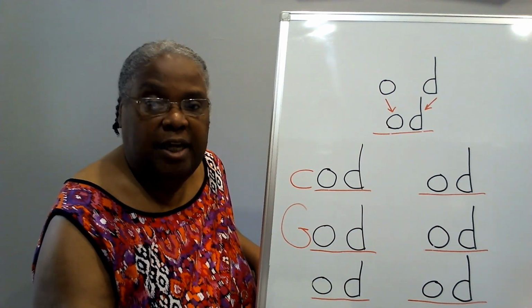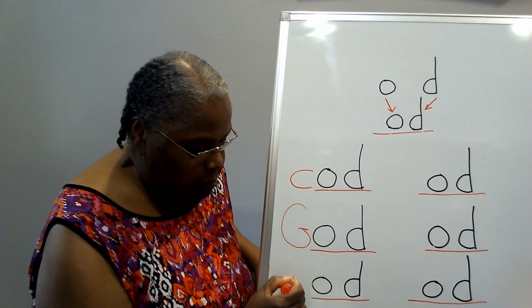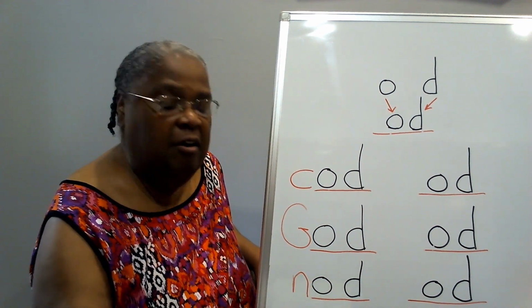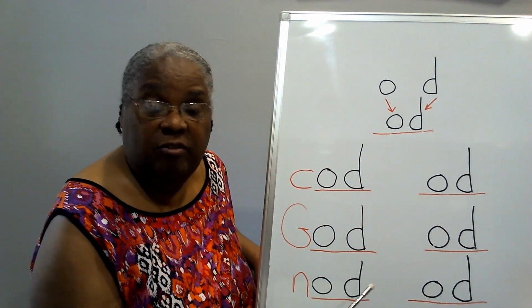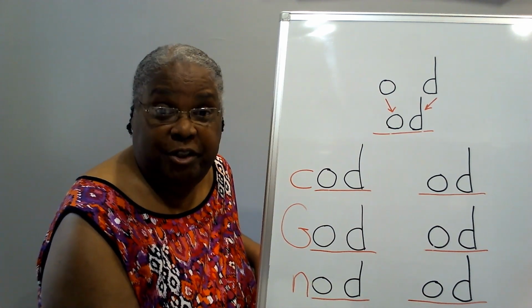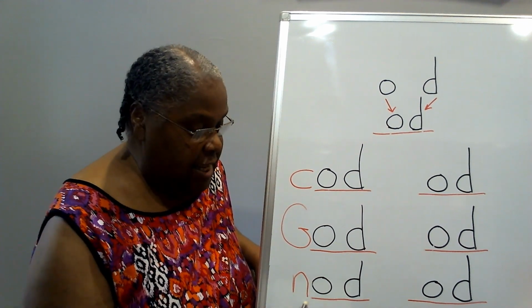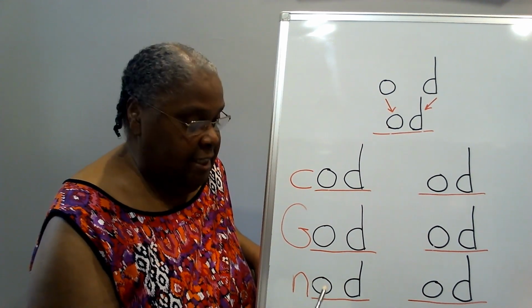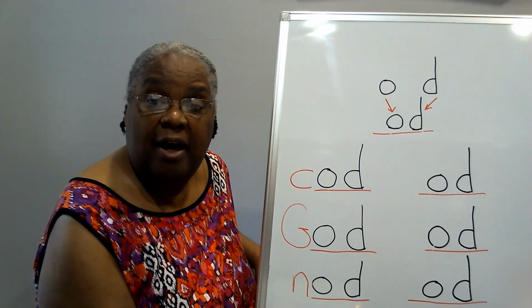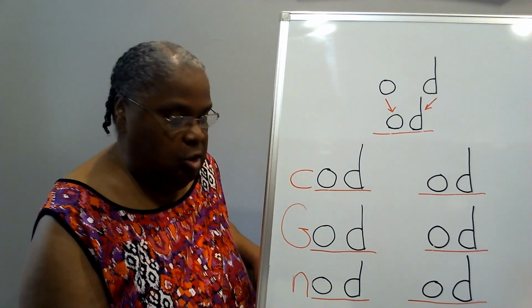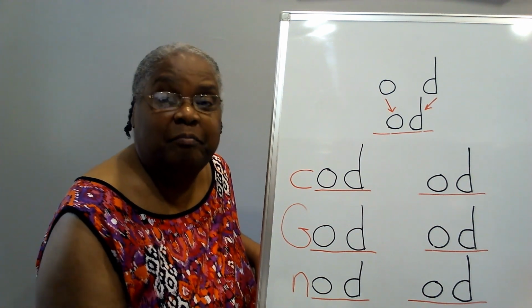When we put the letter N at the beginning of the blend odd, we form the word nod. Let us sound out the word together. Say the N sound, n. Say the sound of the blend, odd. Now say the N sound and the sound of the blend together smoothly, nod.